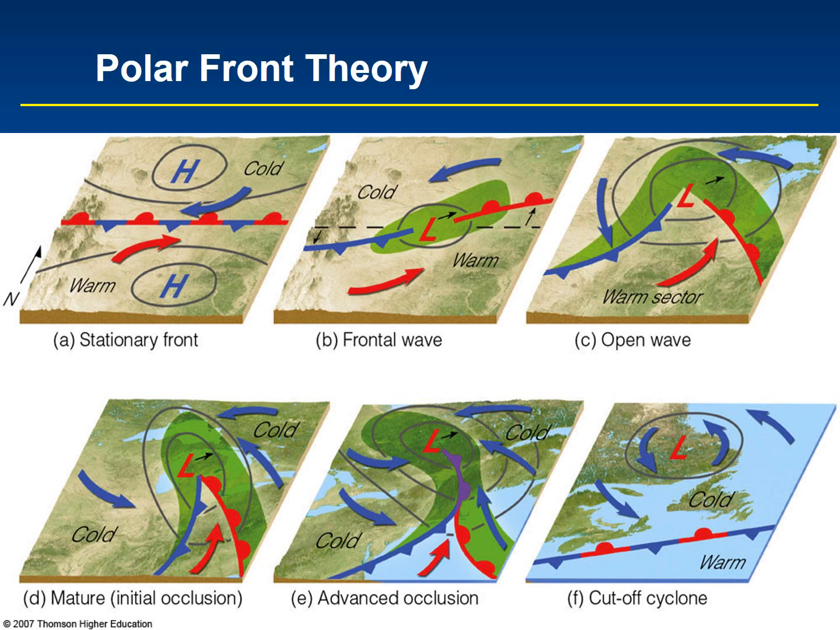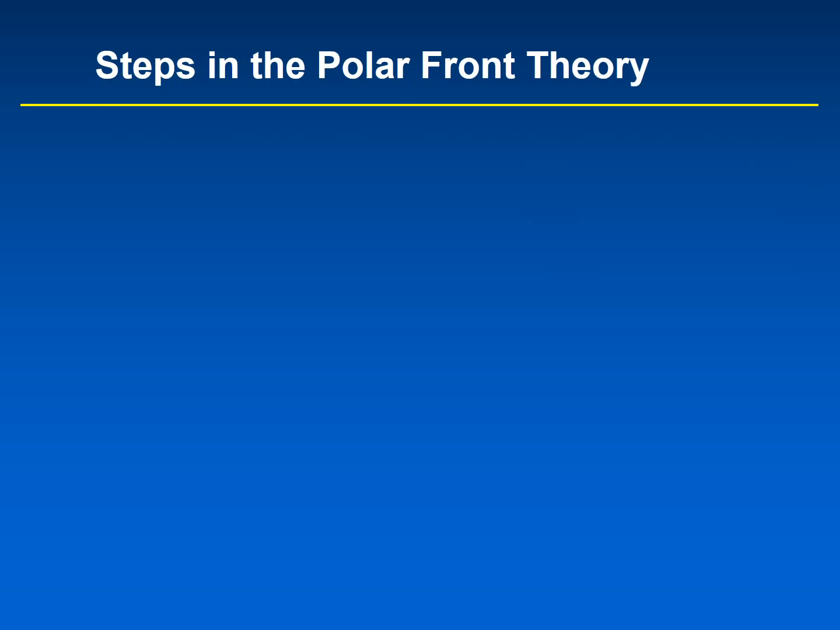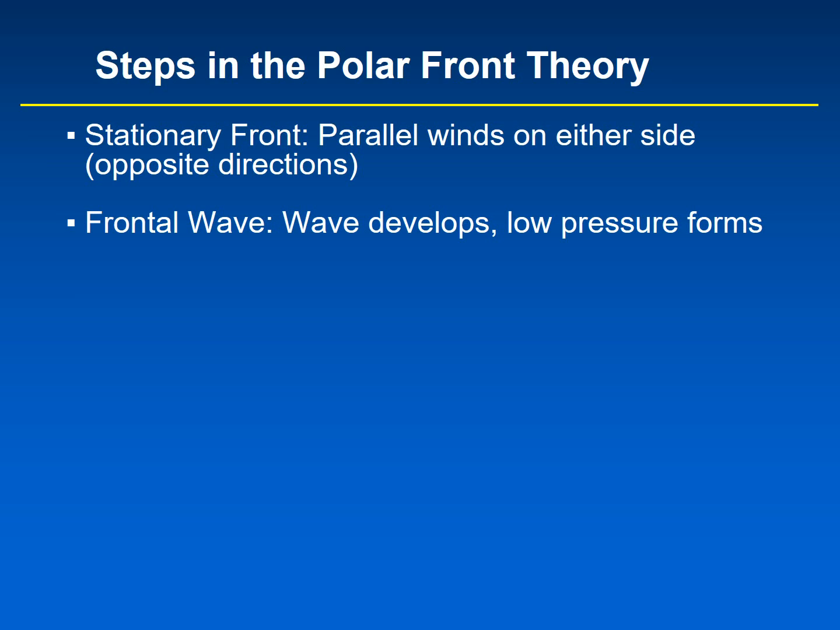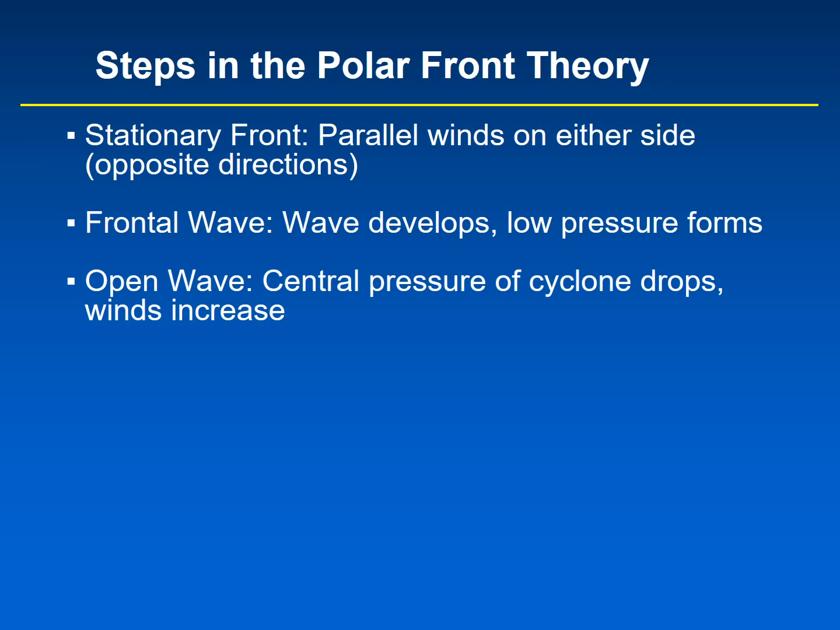So summarizing the polar front theory. During the stationary front stage, there are parallel winds on either side of the polar front, but they blow in opposite directions. And that sets up a circulation. A frontal wave develops, low pressure forms. And the low pressure at the center of the cyclone becomes stronger. Pressure drops and winds increase, and the cyclone becomes an open wave.